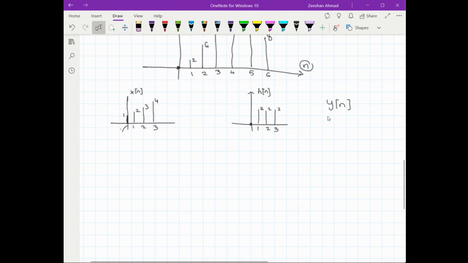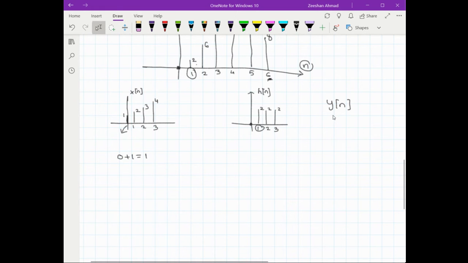What is the starting value of x of n here? The index is 0 plus what is the starting index for h here? This is 1 here. So the starting index for y of n will be 1 here. I mean, this is 0 here. Obviously, we don't count 0 here. So you can see this is 1 here. Clear? The first thing.